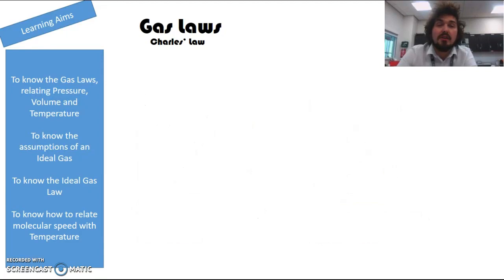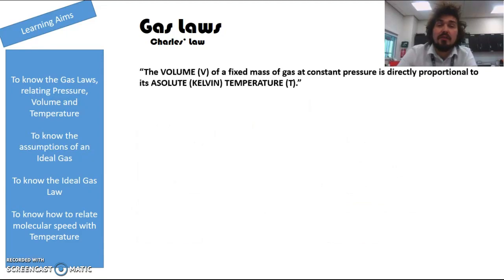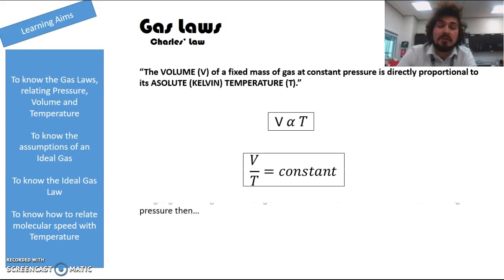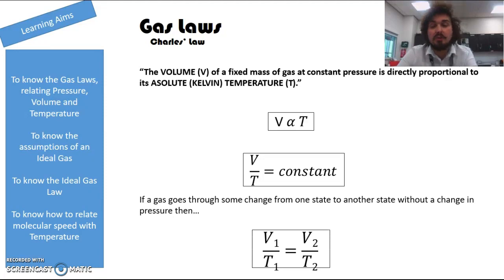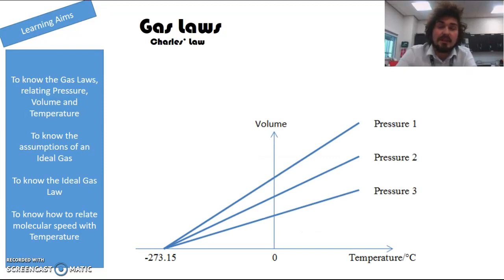Okay, the next one is Charles' law, which states that the volume V of a fixed mass of gas at constant pressure is directly proportional to its absolute temperature T, which is measured in Kelvin. V is proportional to T, V over T is a constant, so if the gas goes from one state to another state without a change in pressure, then V1 over T1 equals V2 over T2. And yes, Charles's law looks like that. Charles's law was used to define absolute zero, as I'm sure I've said before in a previous vid.